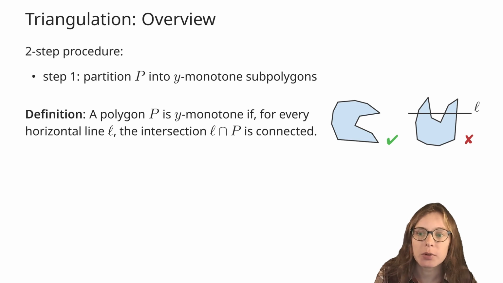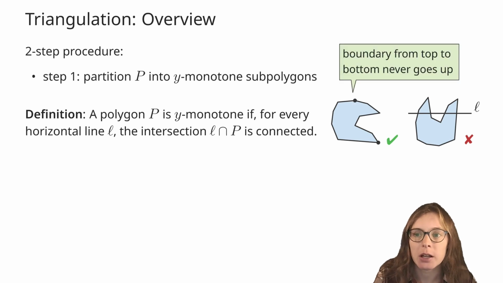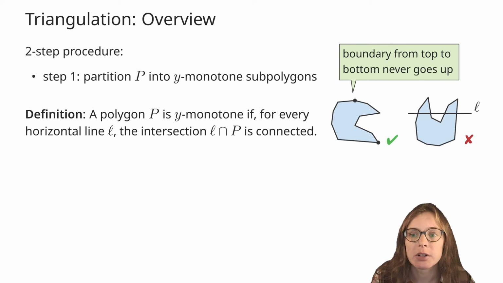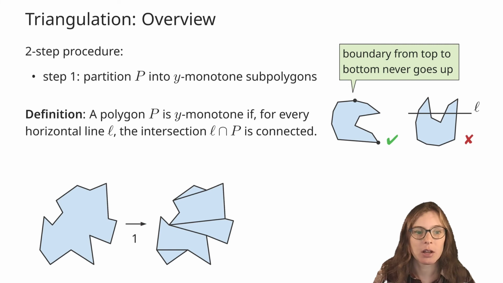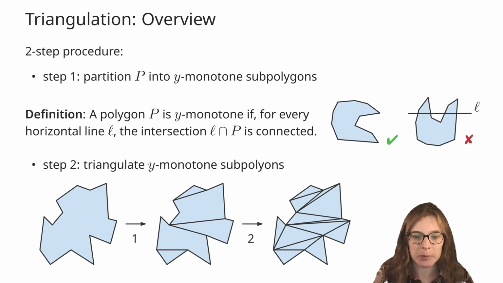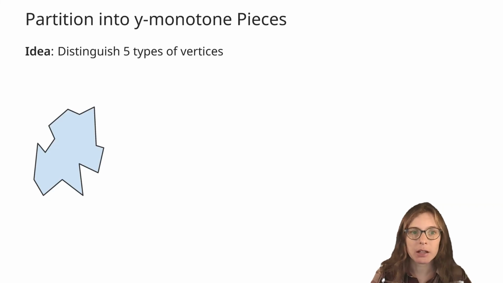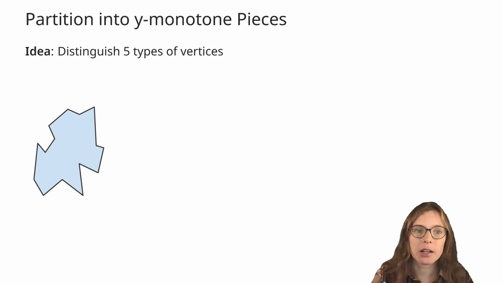A useful property of a y-monotone polygon is that if we consider the top and the bottom vertex and we consider the boundary segments between these vertices, moving along these boundaries, we're always moving either up or down. After partitioning the input polygon into y-monotone pieces, we're going to triangulate each of those pieces separately. To subdivide a polygon into y-monotone pieces, we're going to classify the vertices of an input polygon into the following 5 types.